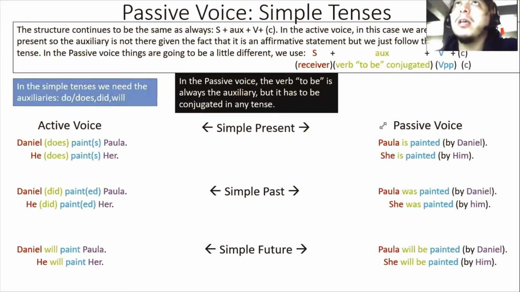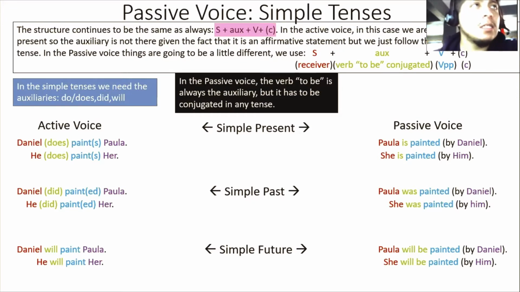So it says, the structure continues to be the same as always. So this is super important. The structure continues to be the same as always. We have subject, auxiliary verb, and the complement is optional. Okay? In the active voice, what does it say?